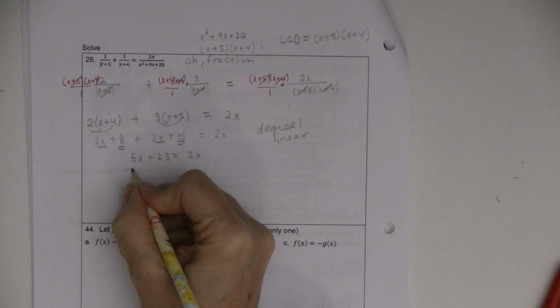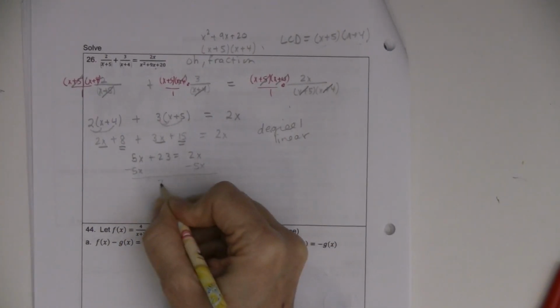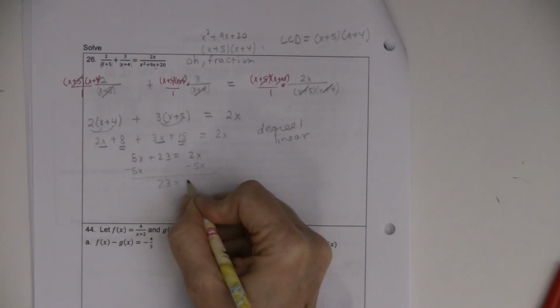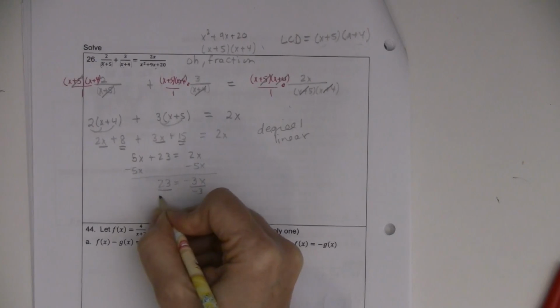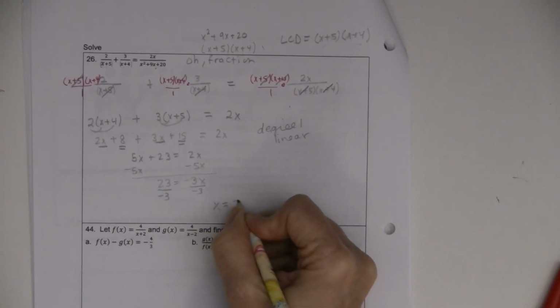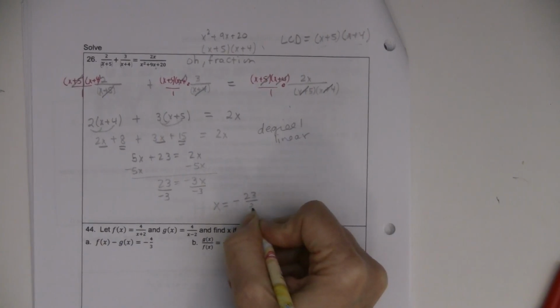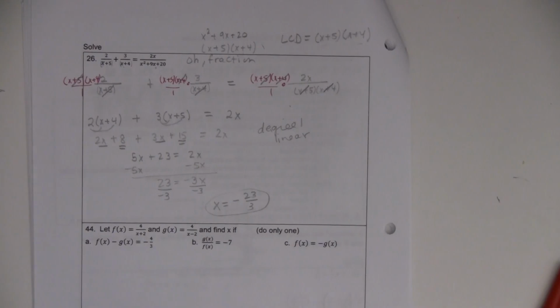And so I'm going to take away 5x from both sides. So I get 23 equals negative 3x, and I'm going to divide by negative 3. So when the dust clears here, x equals negative 23 over 3. That doesn't reduce. And I notice I did not leave myself room to check. And so I've got my scratch piece of paper for my checking.